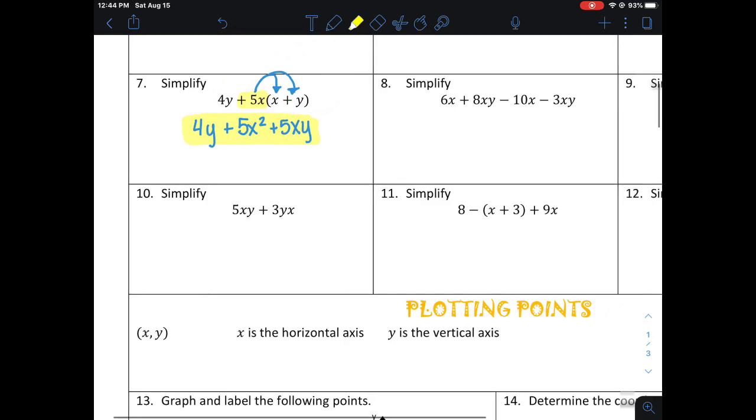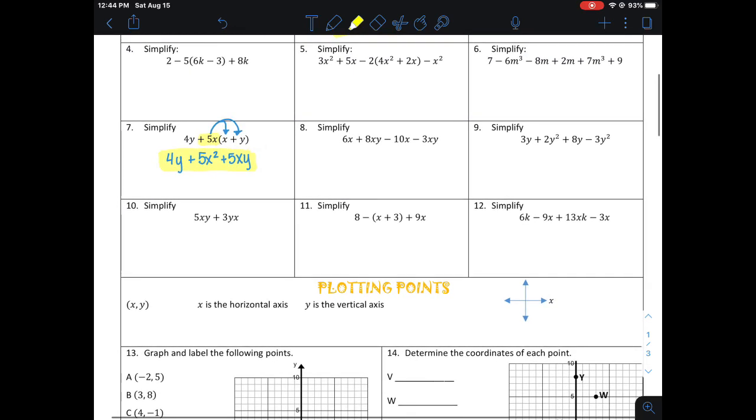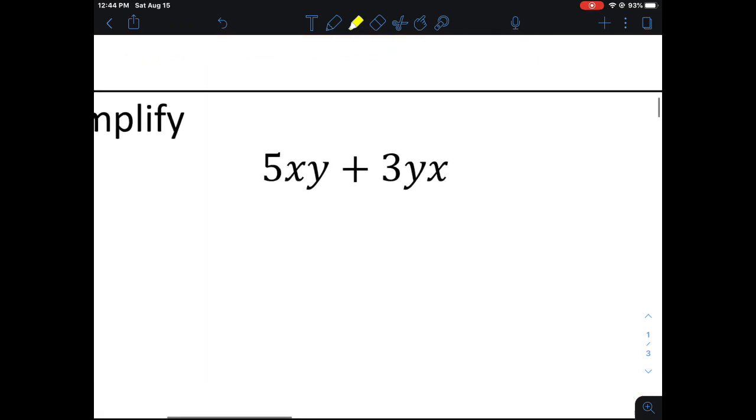All right. Let's see. Number 8. You can do 9. Easy. 10. Let's look at 10. Okay. Because this one trips students up sometimes. They don't know what to do. We've got 5xy plus 3yx. Are these like terms? That is the big question that we need to ask ourselves.